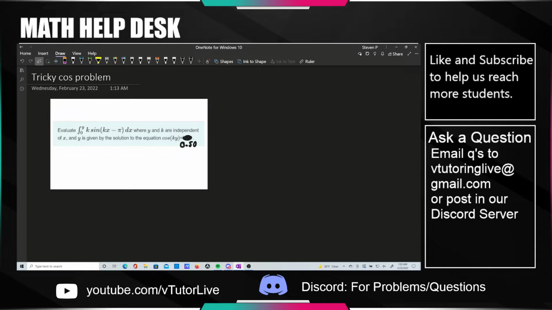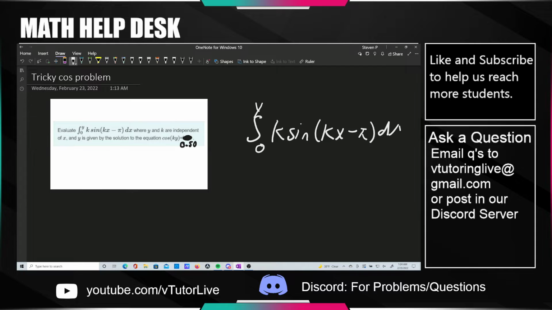Okay, and we're recording. So today we're going to go over a slightly tricky trig integral problem that a student shared with me. Just taking a quick look at it, we have a situation where we're integrating k sine of kx minus pi dx, where y and k are independent of x. It's going from 0 to y.